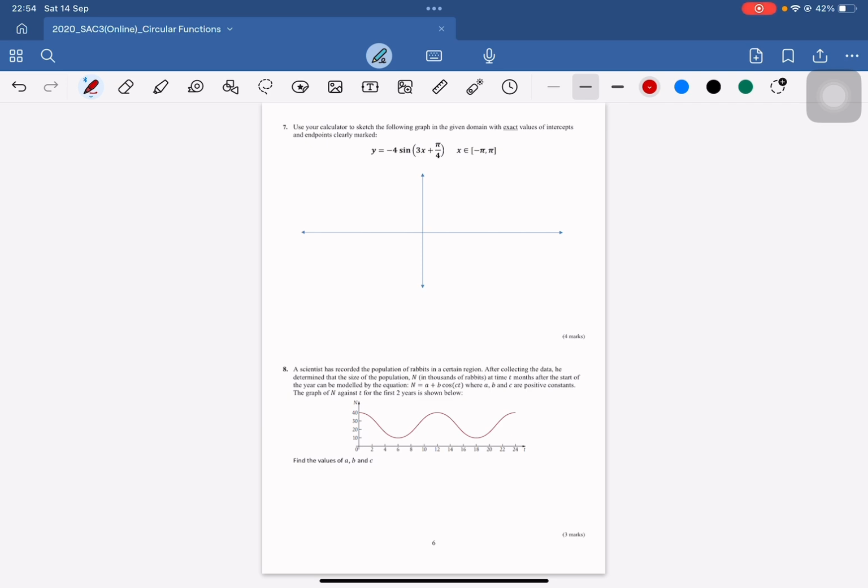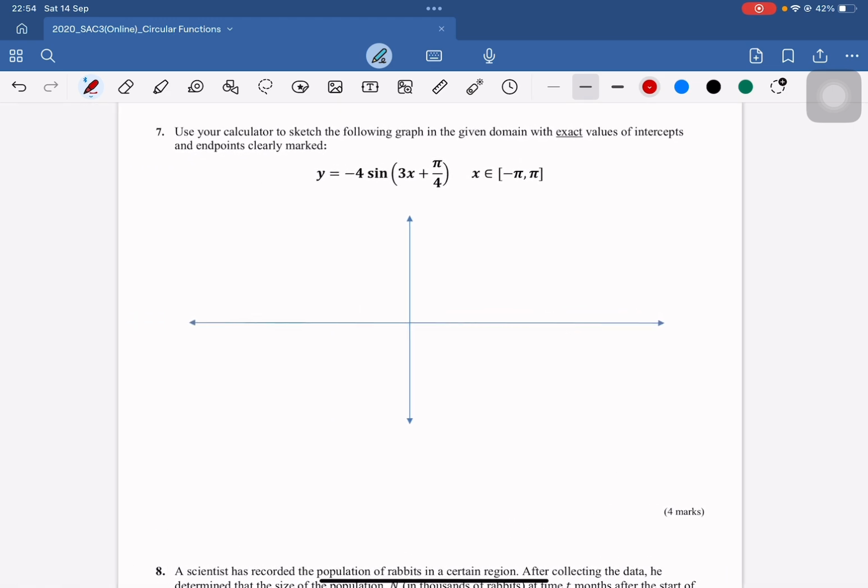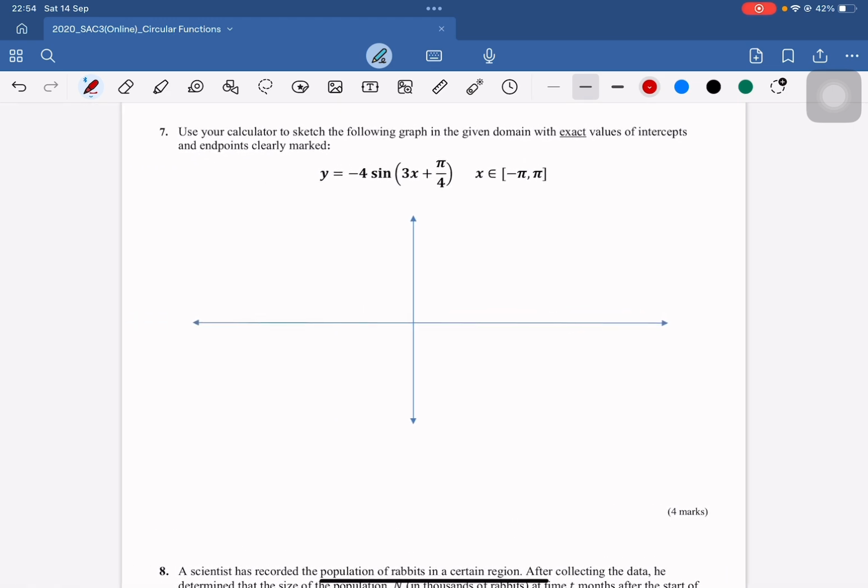Now, this question is telling you to use your calculator, which is fair. You'd have a very hard time. I think it's actually impossible to do this by hand. Use your calculator to sketch the following graph. No, it is possible to sketch the graph, but I was talking about a solve. Use your calculator to sketch the following graph in the given domain with exact values of intercepts and endpoints clearly marked. If you use your calculator to sketch the graph, you can input a y value and x value in order to get a good view window of it. If you know how to do that, go ahead and do it. If you don't, I would suggest learning it.